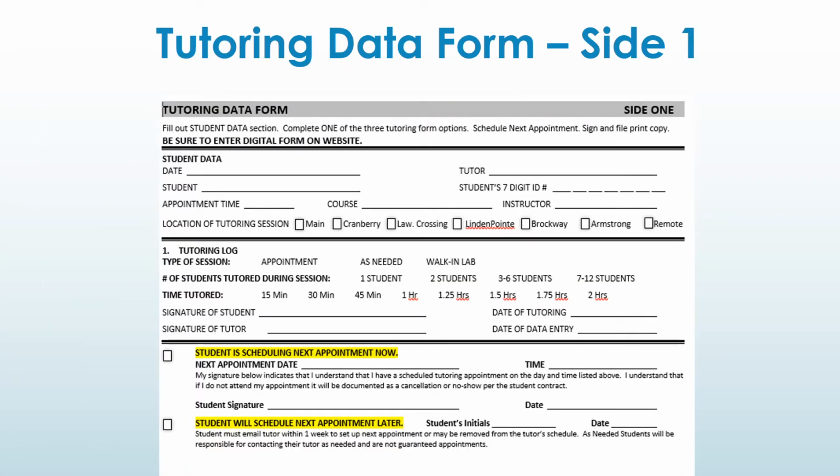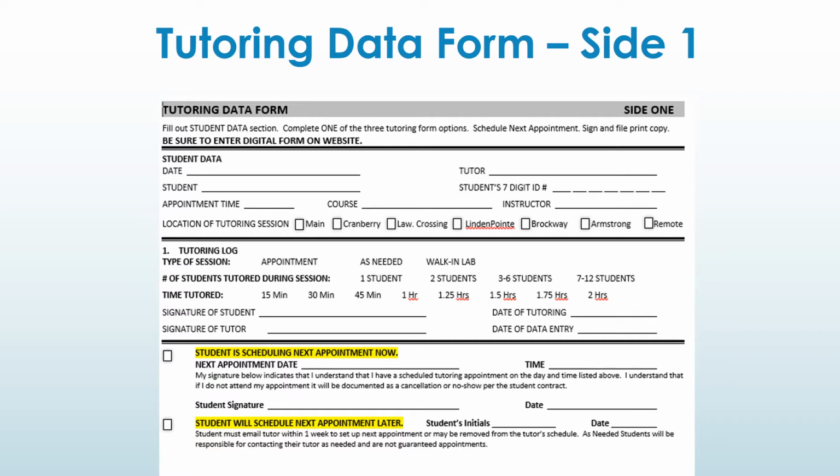The tutoring data form has two sides. The first side is for all regular tutoring appointments, while the back is used only for attendance reporting issues. The electronic version of this form, which again must be completed by all tutors whether in person or remote, looks almost identical to the paper version but in an electronic format. Most of the information on this form is self-explanatory. We can fly through this relatively quickly, so let's go ahead and get started.